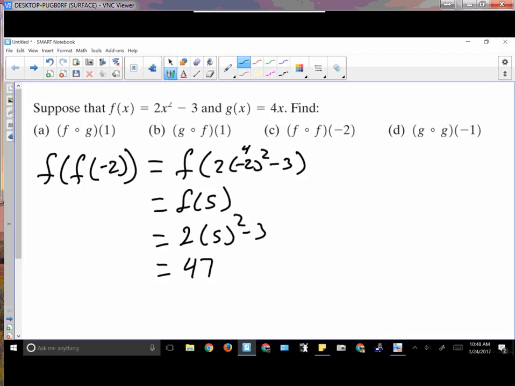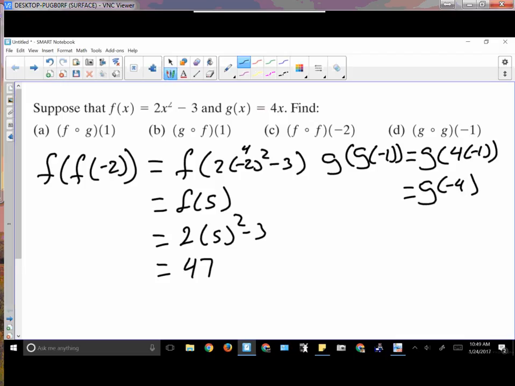Not too tough, is it? It's just understanding the notation and seeing how it works. So if I do the last one here, that's g of negative 1. That gives me g of, well, that's going to be 4 times negative 1, which gives me g of negative 4. So that's going to give me 4 times negative 4, which gives me negative 16. Again, all you're doing is plugging it into the function from there.